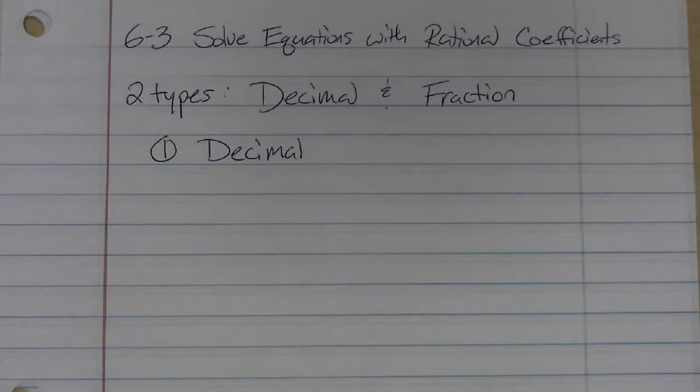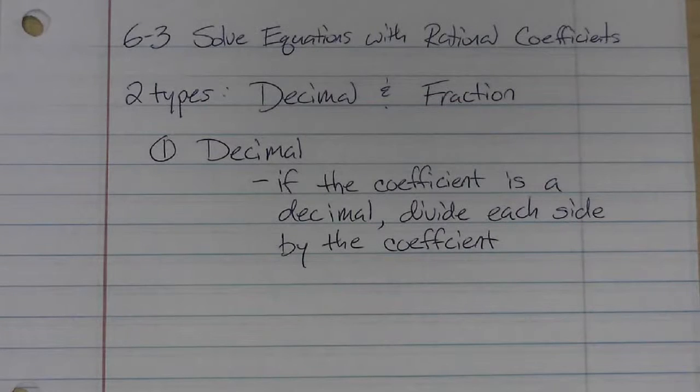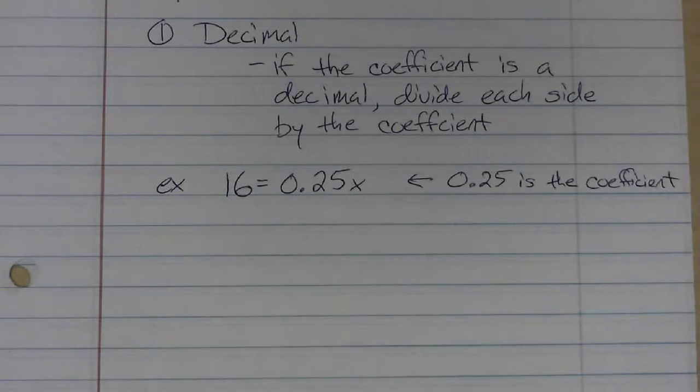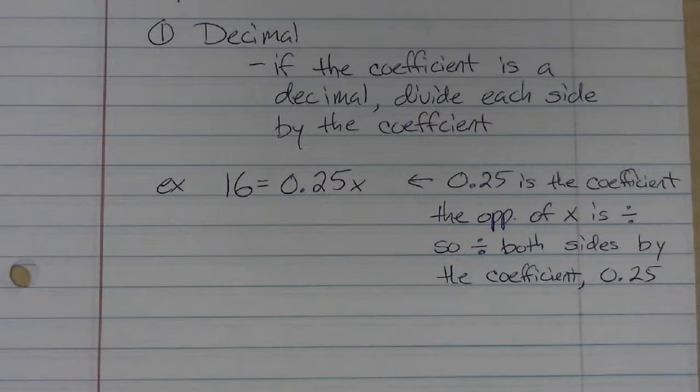So, when you have a decimal coefficient, you're just going to divide each side by that coefficient, just like the problems we were working on. Let's get an example up here. 16 equals 0.25 multiplied by x. Now here, the coefficient is a decimal, and the coefficient is 0.25. That's the coefficient of the variable x. Now remember, the coefficient is being multiplied by the variable, and the opposite of multiplication is division.